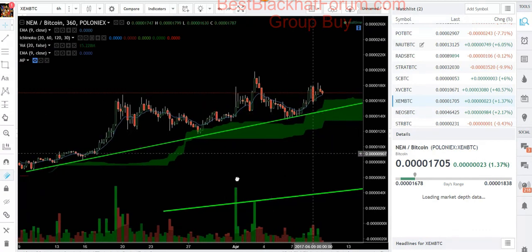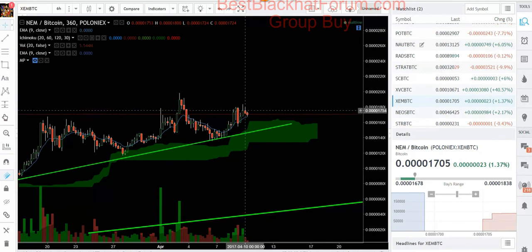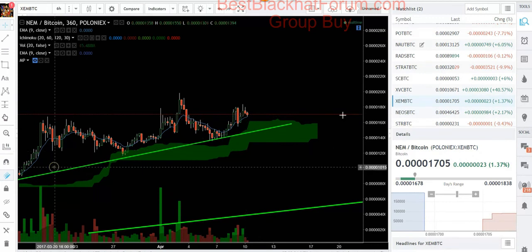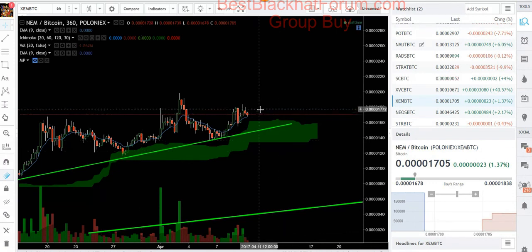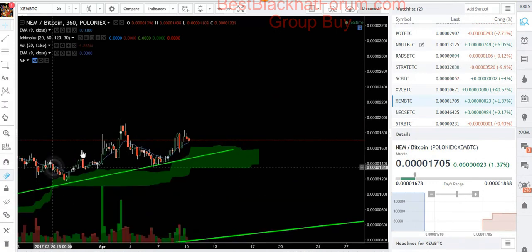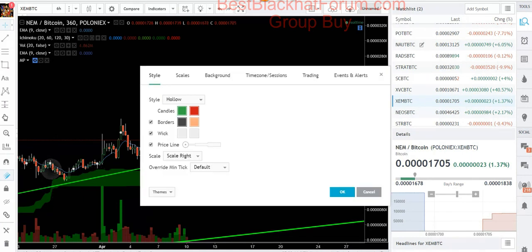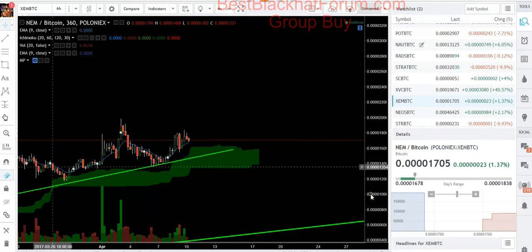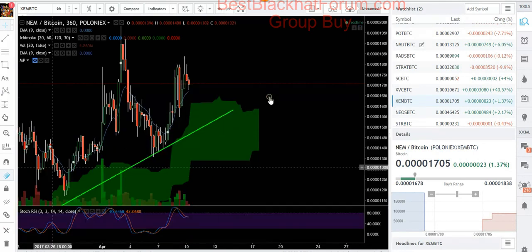And I wouldn't be surprised if this thing consolidates in this area, has trouble around the 1700 mark or so, and then falls back down to the cloud and bounces again. But this entire trend that it's in is not going to fall apart until it breaks this cloud.